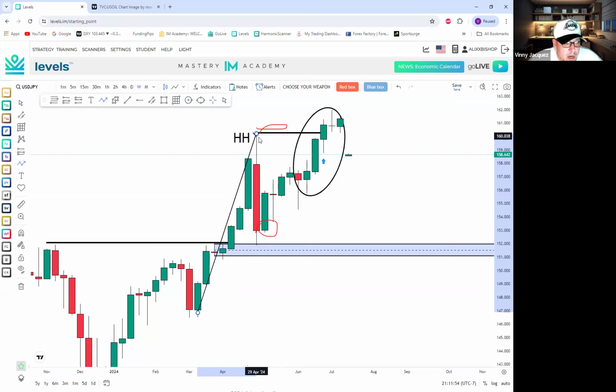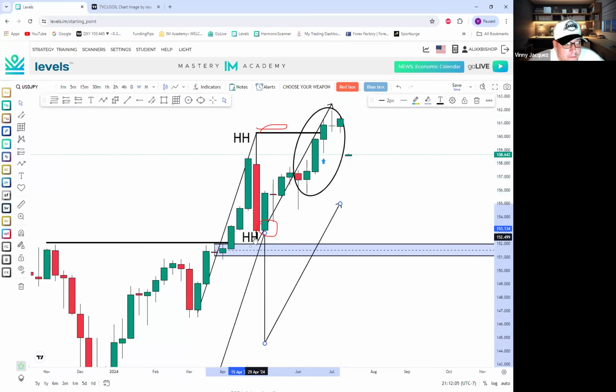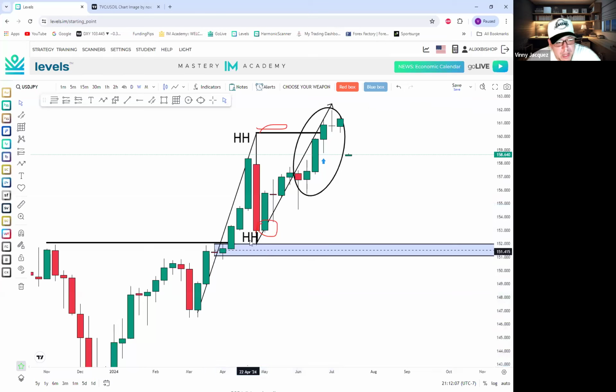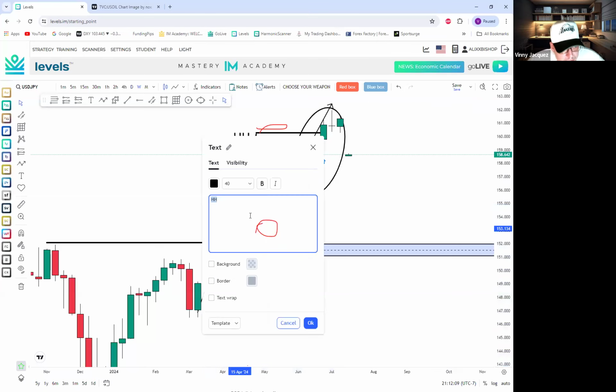So this would be my higher high. Now look how far this candle goes. Drop. This is my higher low. And then we create new higher highs. So go ahead, if you can delete those red circles for me, I'd appreciate it. I appreciate you. Higher low.